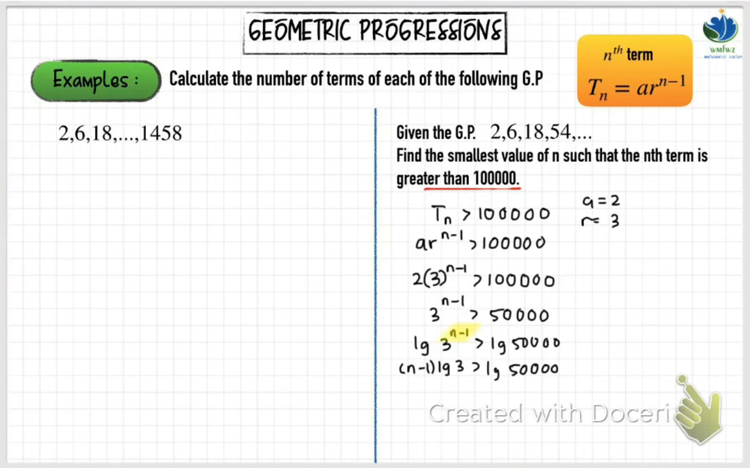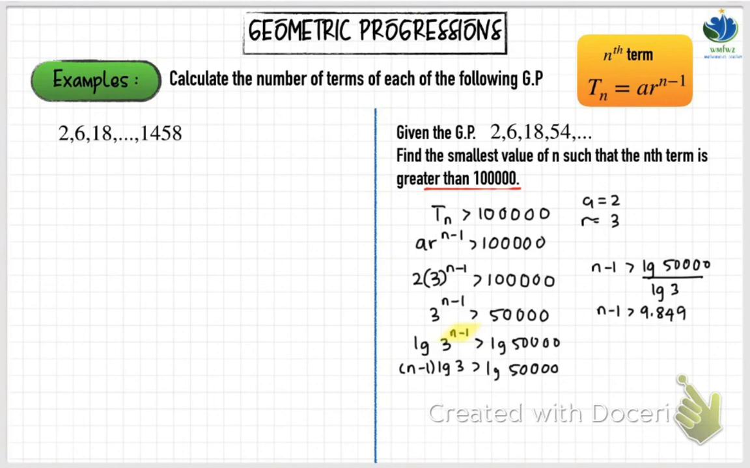Okay, log 3. Log 3 base 10 tu pindah. Pindah jadi apa? Pindah ke kanan, divide. So, N minus 1 greater than log 50,000 divide by log 3. Just use your calculator. Okay, cari. N minus 1 greater than 9.849. Okay, tak apa. Kita ambil berapa titik perpuluhan tak kisah.